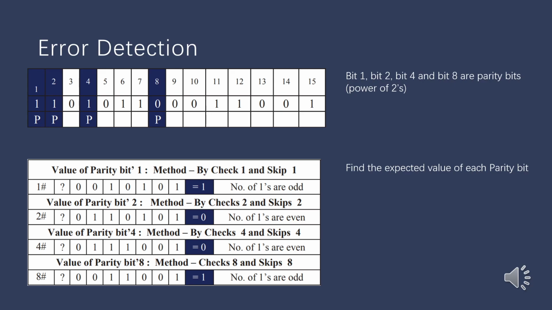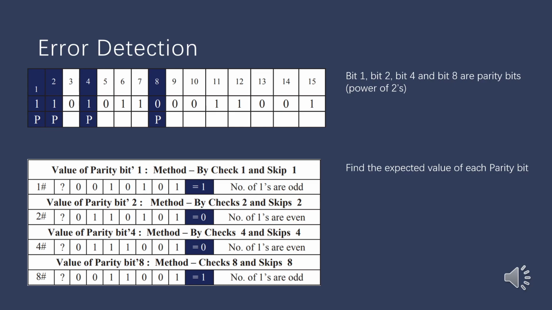Parity bit 4 checks 8 bits by checking 4 and skipping 4. So it checks bit 5, bit 6, bit 7, bit 12, bit 13, bit 14, and bit 15, which are 0, 0, 1, 0, 1, 0, 1. There are a total of 3 ones, so the parity bit should be 0 to make it even.